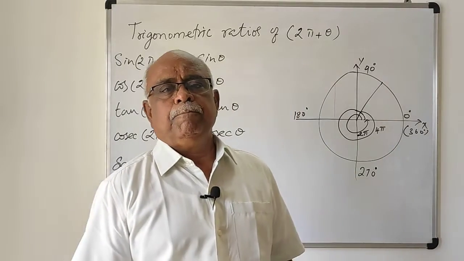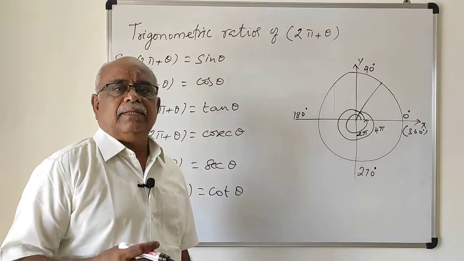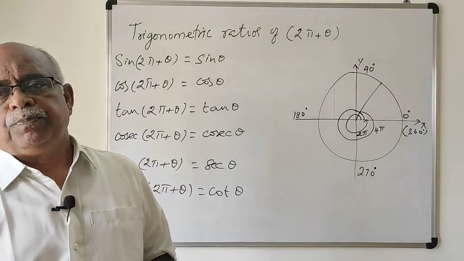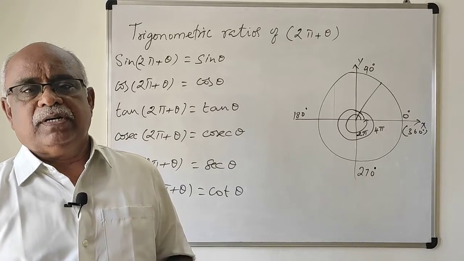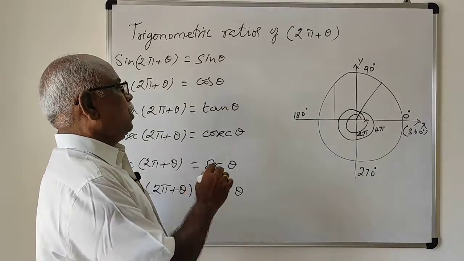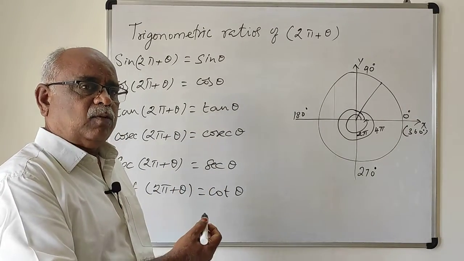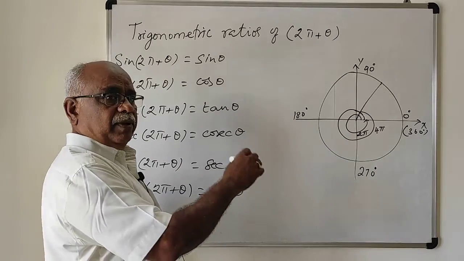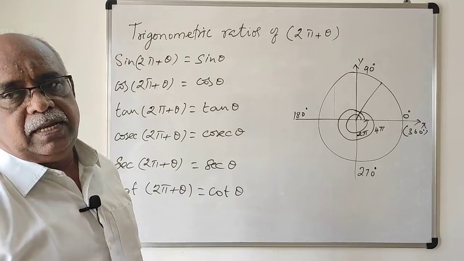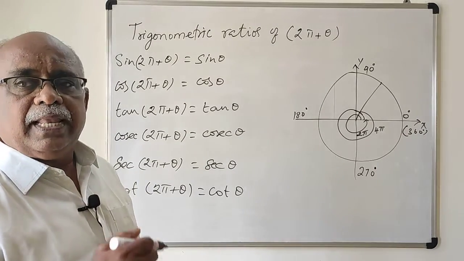My dear students, in the previous video, we discussed the trigonometric ratios in all the four quadrants. How we explained 90 minus theta, 90 plus theta, 180 minus and 180 plus theta, 270 minus and 270 plus theta, and so on. In all the four quadrants, we have found the trigonometric ratios in the previous video.